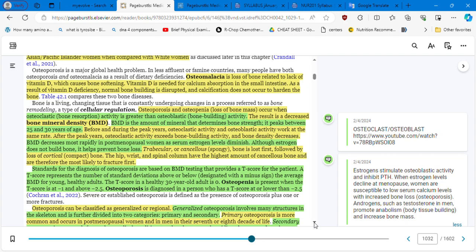So when estrogen levels decline at menopause, women are susceptible to low serum calcium levels.